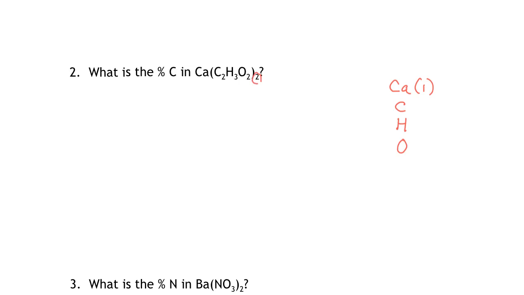Remember, when we've got a 2 on the outside of the parentheses, we're going to multiply 2 times everything inside. So we've got 2 times 2 for the carbon, so that's going to be 4. For hydrogen, it's going to be 2 times 3, that's going to be 6. And then for the oxygen, it's going to be 2 times 2 again, so that's going to be 4. So we're going to go ahead and total up our elements. Calcium is 40.08. Carbon is 12.01. Hydrogen 1.01. And oxygen is 16.